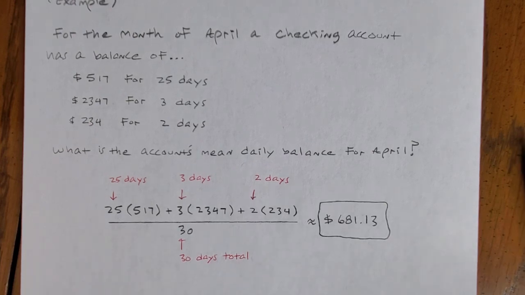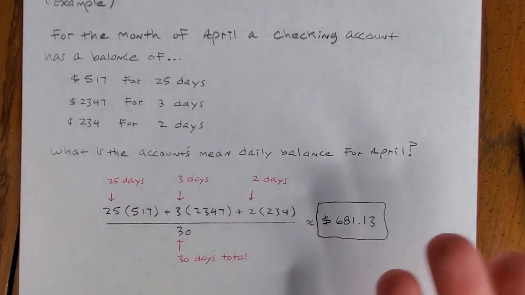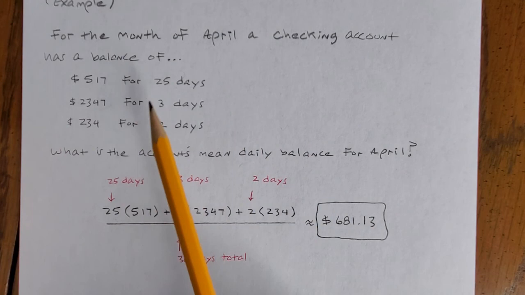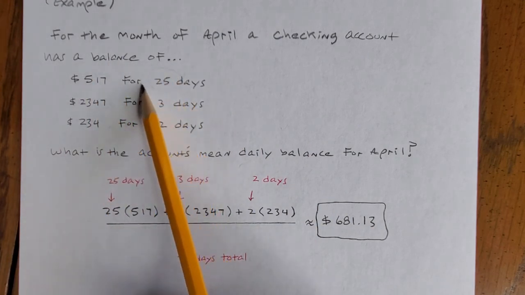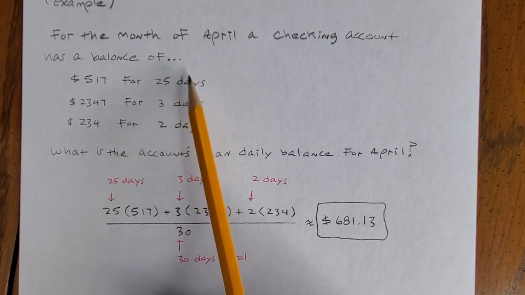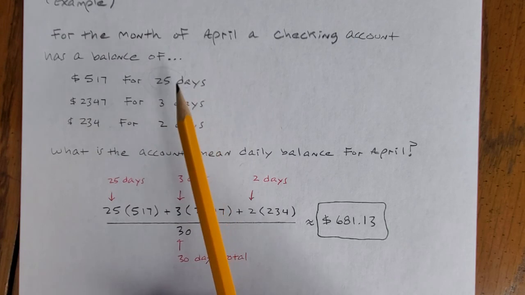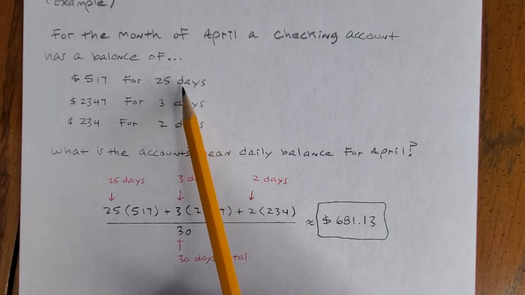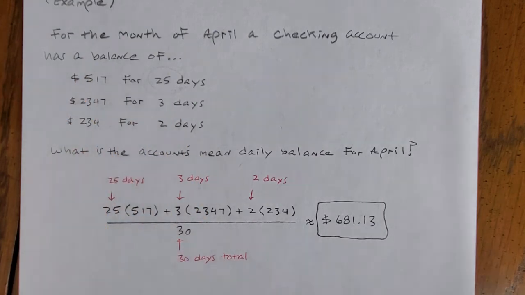All right, so that's how you do it. I hope you can come away from this example seeing that if you just used the balances and left out the days, if you didn't incorporate that information somehow, then it couldn't be right. You have to account for the days to get an accurate mean daily balance.